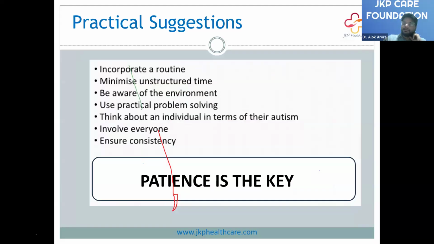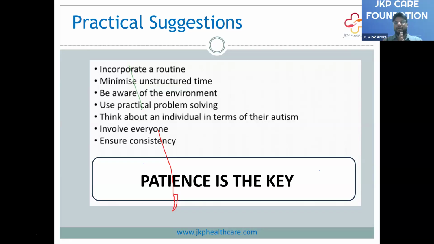There are some practical suggestions for children with autism in their behavior. Incorporate a routine. You will not get many behavior concerns if they are kept in a fixed routine. Minimize unstructured time. Unstructured time is what? When they do not know what to do. They are left alone and do not know.